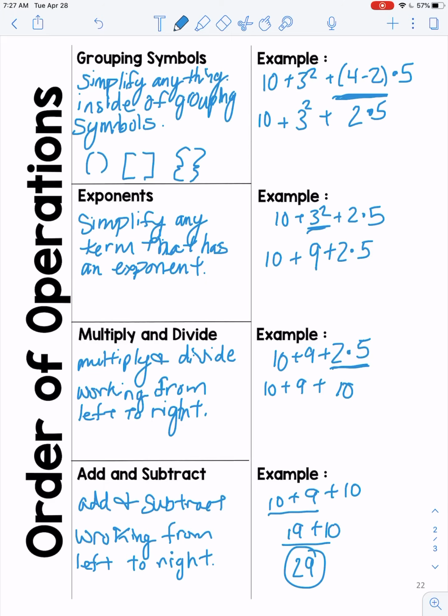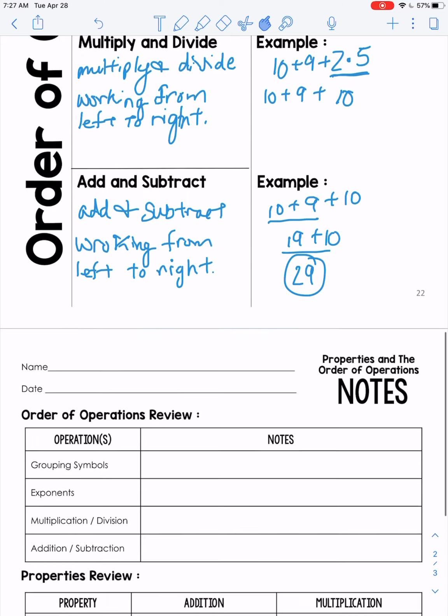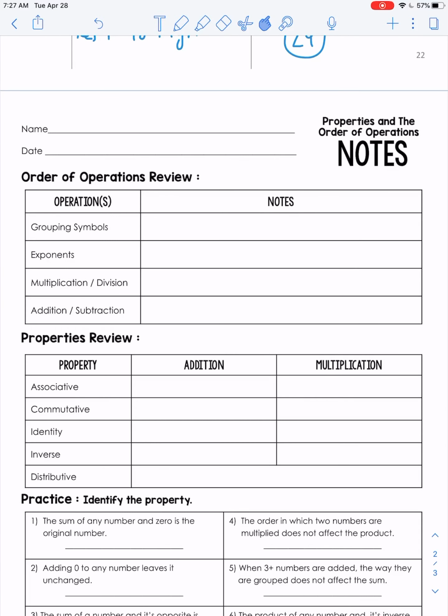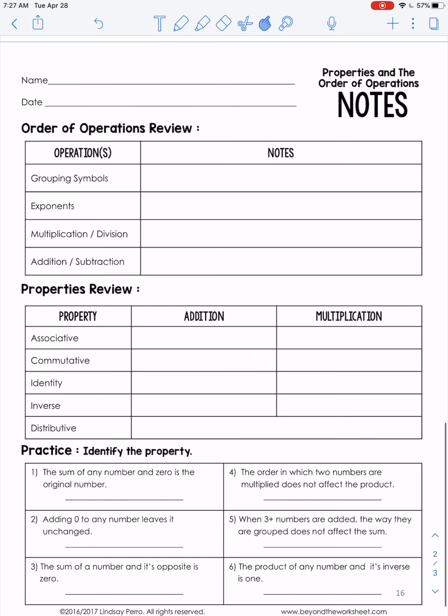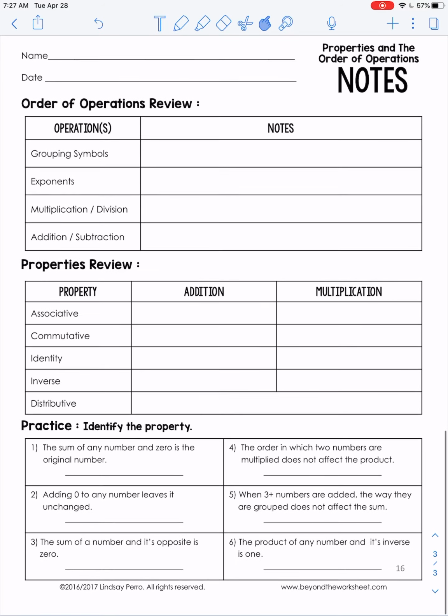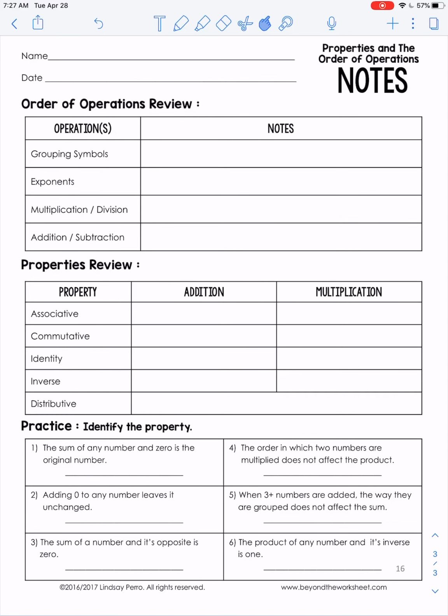So now let's look at that last page. Up here on the top of your notes, you can do a little summary for yourself if you want to of the steps of order of operations and give yourself another example of the properties, or if you used that earlier in your notes, then that's fine. What I really want to look at on this page is the practice part where we're practicing identifying the properties. So let's look over these and practice them.